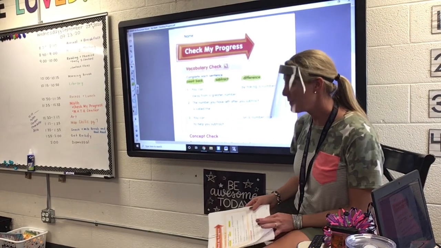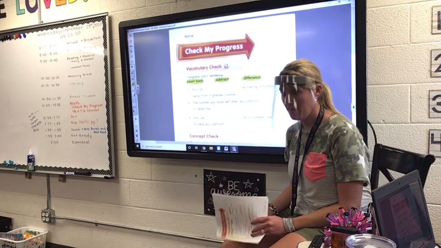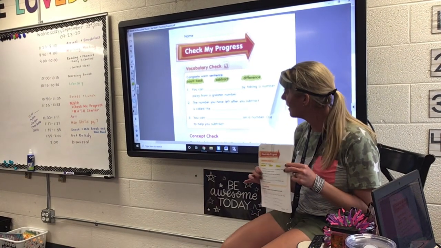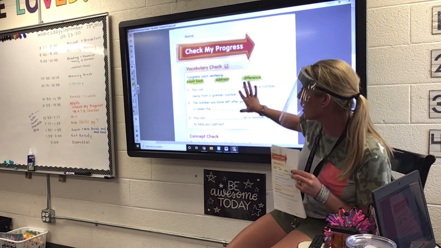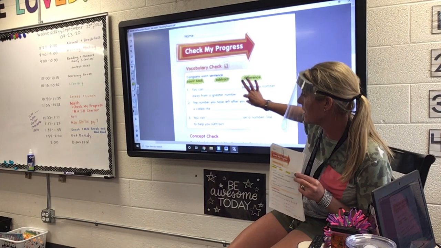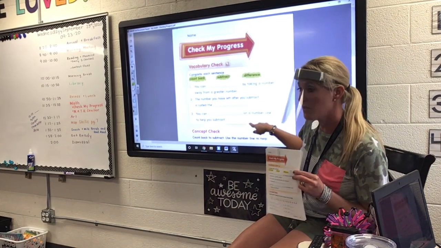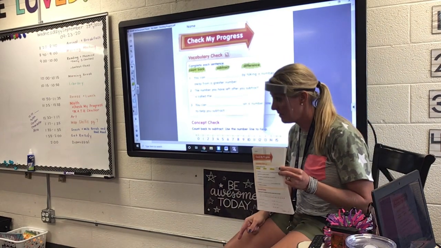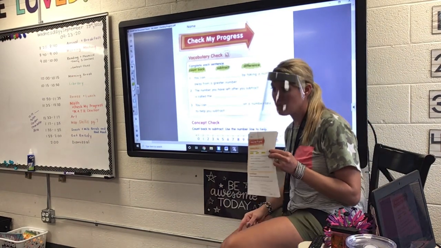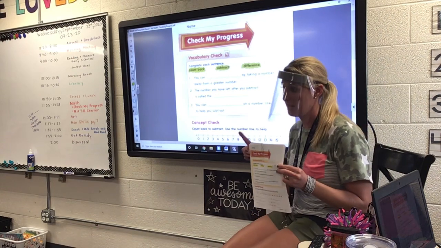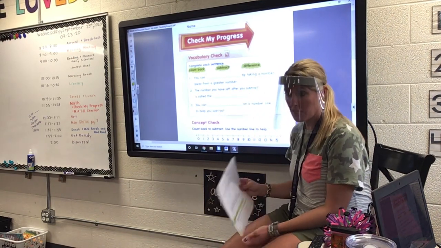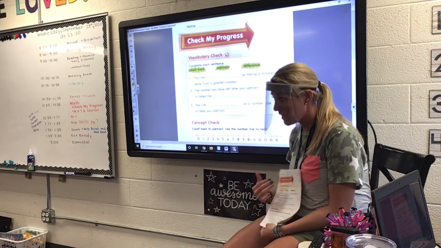All right, second graders, today for math, you are going to complete our very first Check My Progress, and you are going to complete the front of this page almost all by yourself. Mrs. Murphy's going to help you with the top because it's going to be a little tricky, and we're going to do that in a few minutes, okay? The top is checking your vocabulary. Do you understand your vocabulary words?